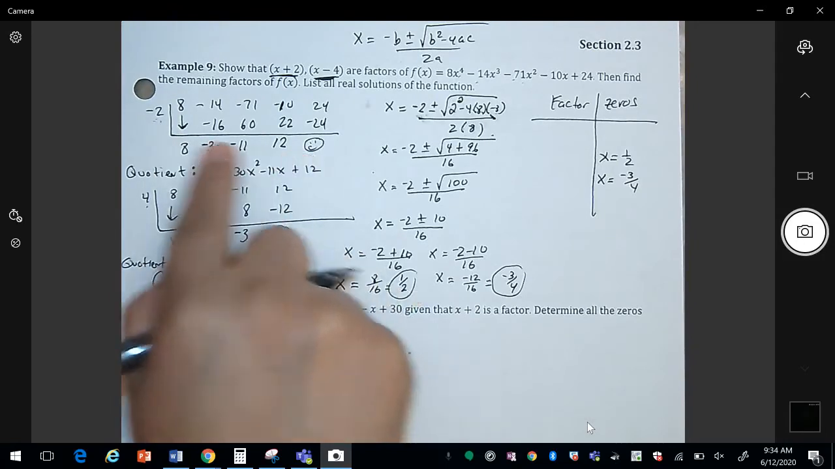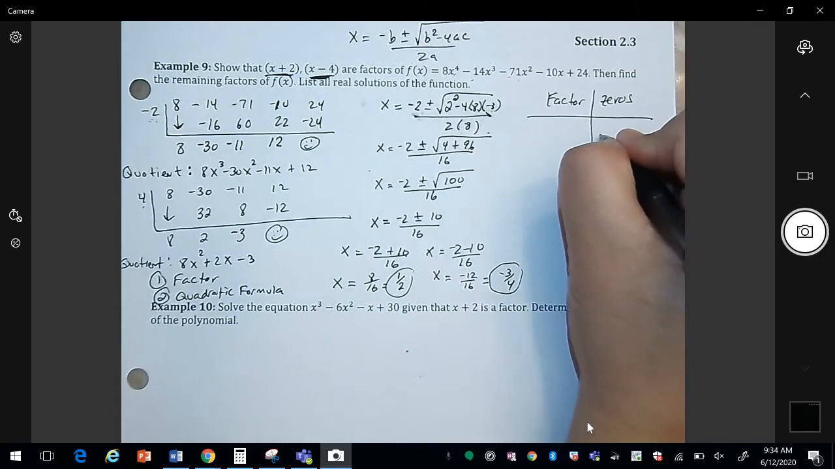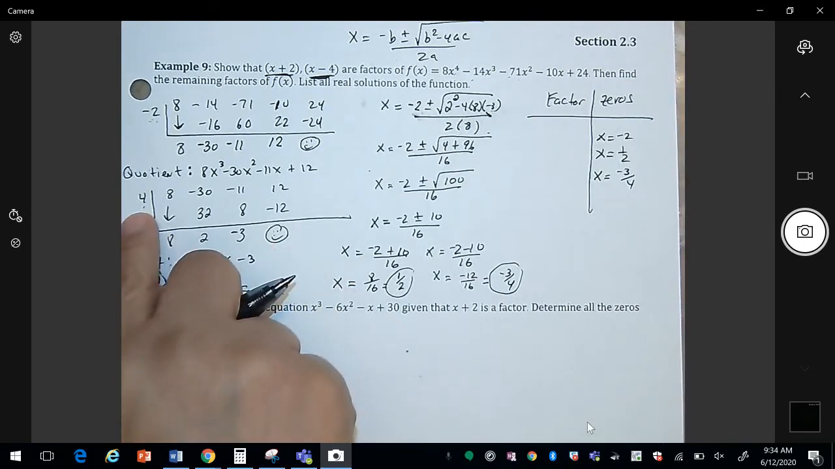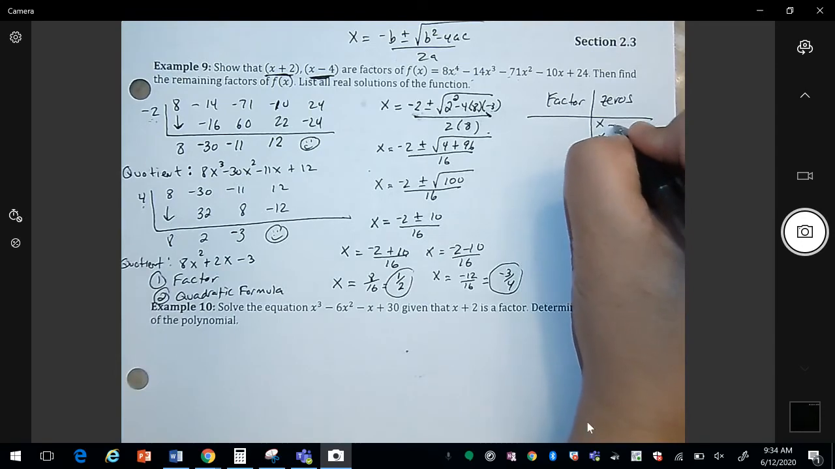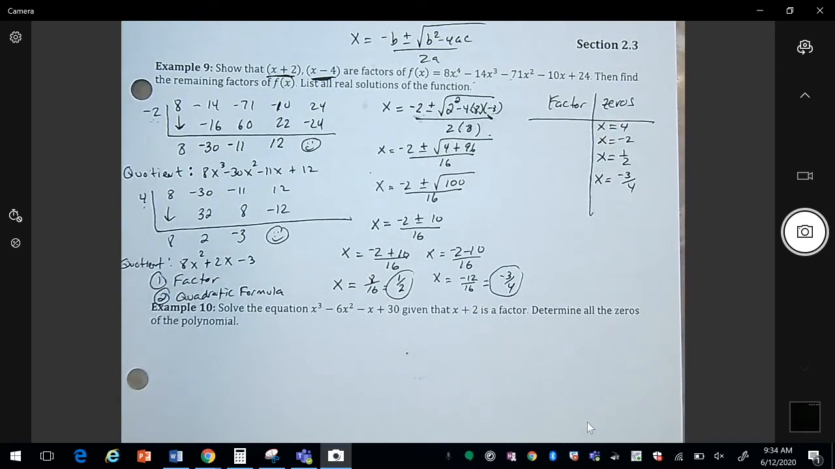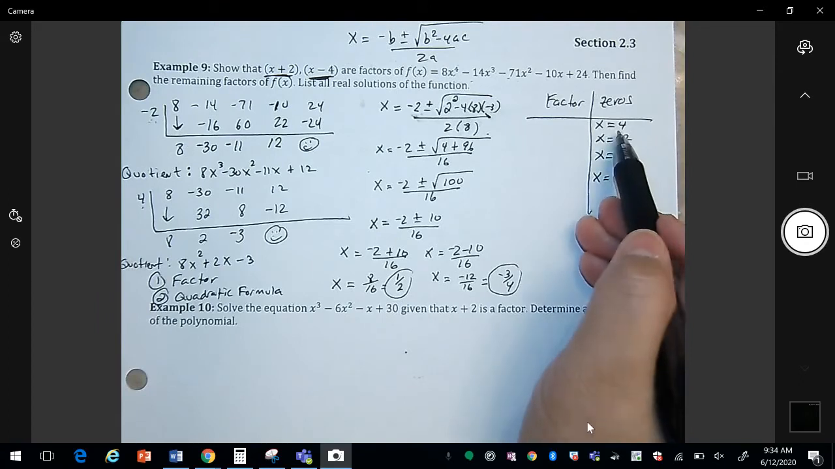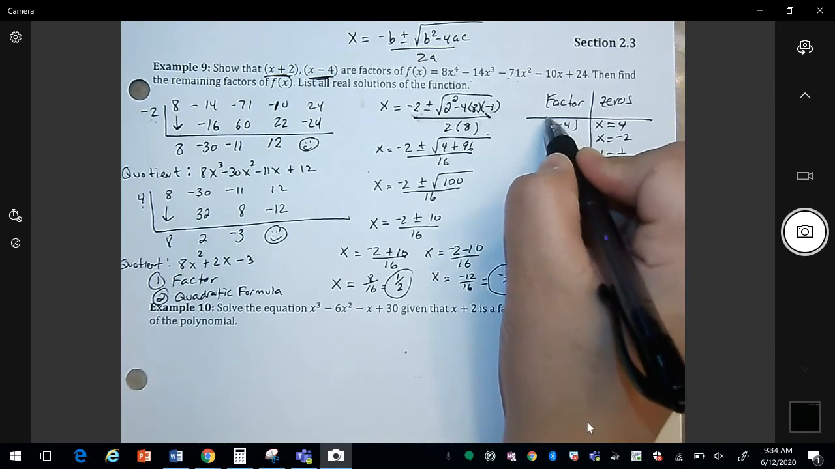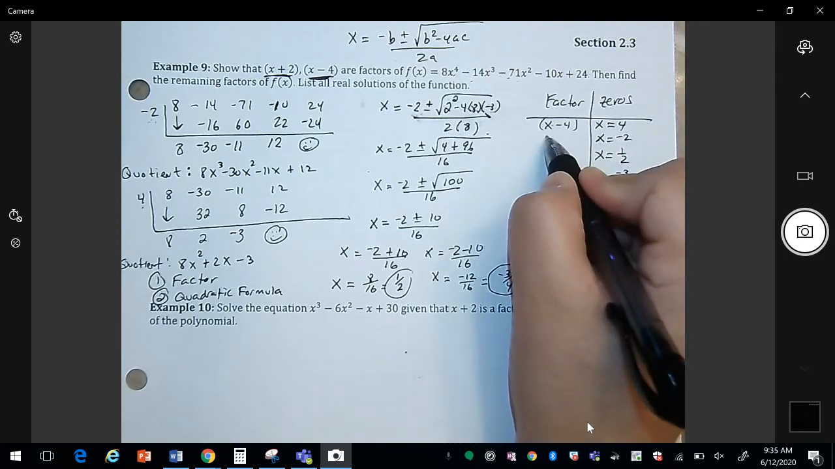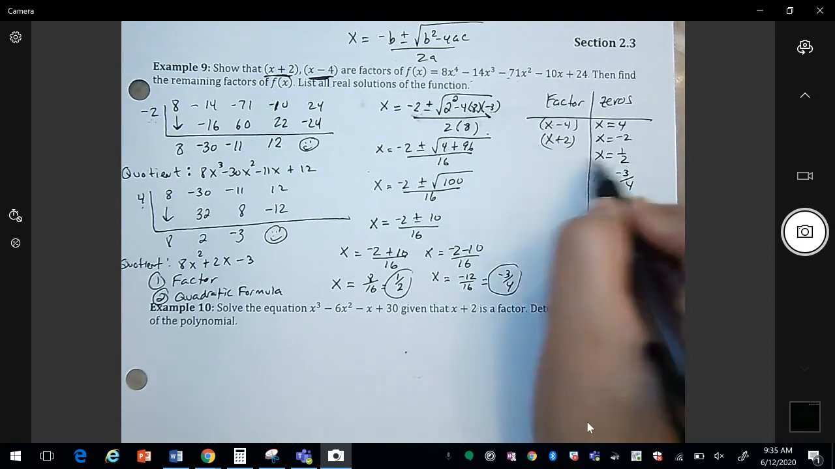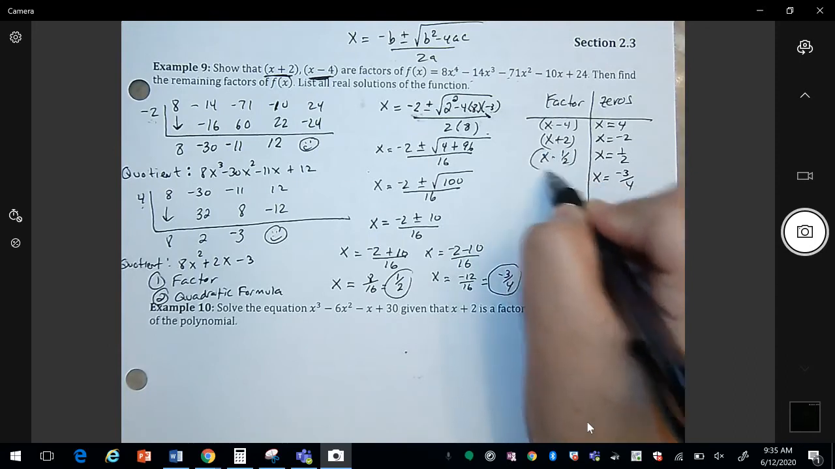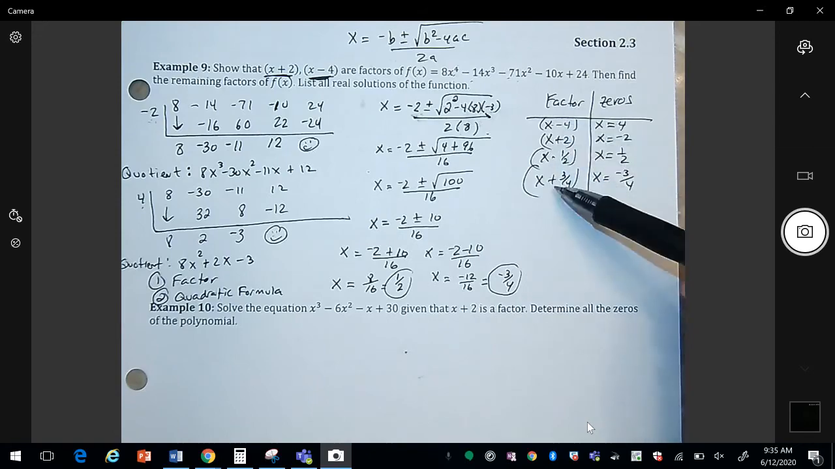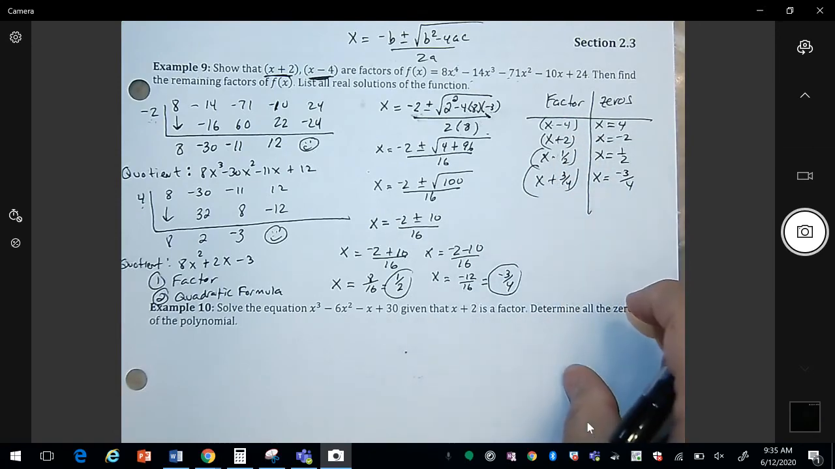So since I got 0 here, that makes this a 0. And since I got 0 here, that makes this one a 0. Okay. So the factors are basically, we take this number to the left side, so we get x minus 4, and bring the negative 2 to this side, x plus 2, and x minus 1/2, and x plus 3/4. And I'm writing the factors because later we're going to use these as well.